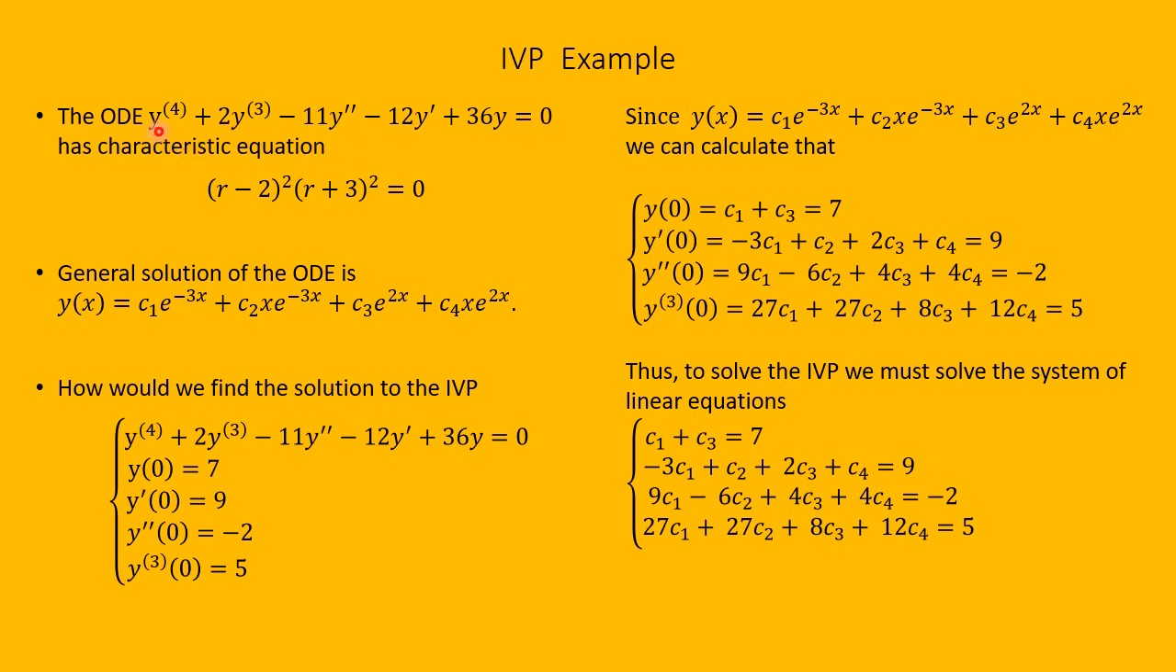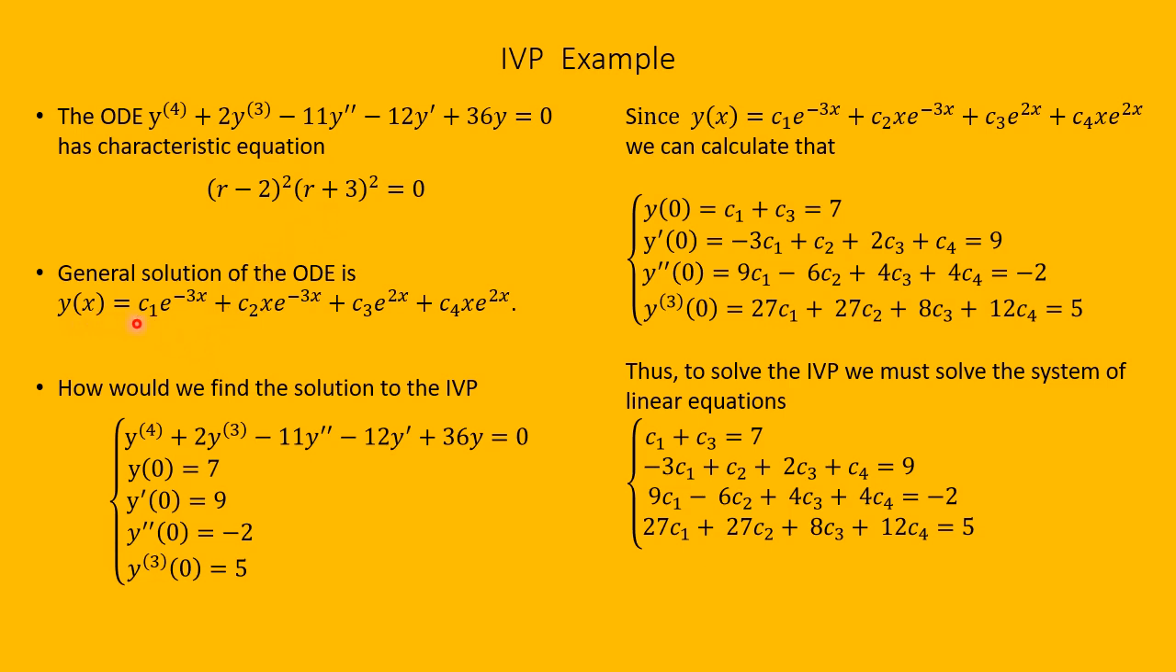If we write out the characteristic equation, it's going to be what? r to the fourth plus 2r cubed minus 11r squared minus 12r plus 36 equals 0. That factors into (r minus 2) squared times (r plus 3) squared equals 0. So we have a root r equals 2 of algebraic multiplicity 2, and r equals minus 3 also has algebraic multiplicity 2.